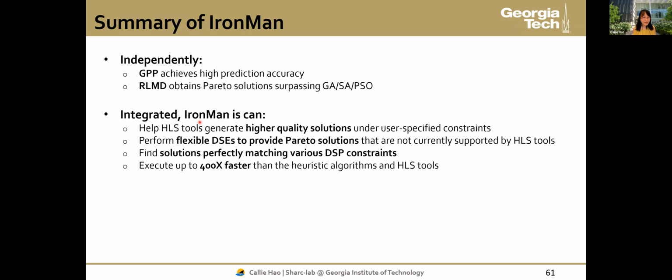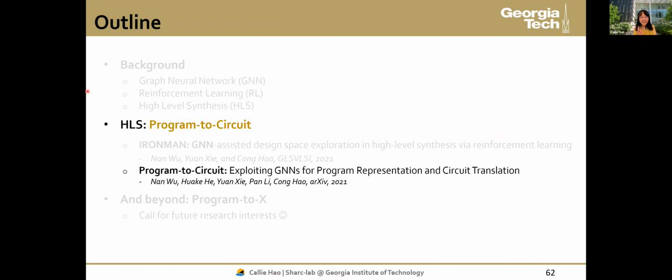And integrated together, this IronMan can help HLS tools generate higher quality solutions under user-specific constraints. It can perform flexible DSEs to provide Pareto solutions, and it can also find solutions that perfectly match various DSE constraints. It's of course much faster than the heuristic algorithm and HLS tools. Okay, so this is the brief summary of IronMan, and let's see what can be done next.